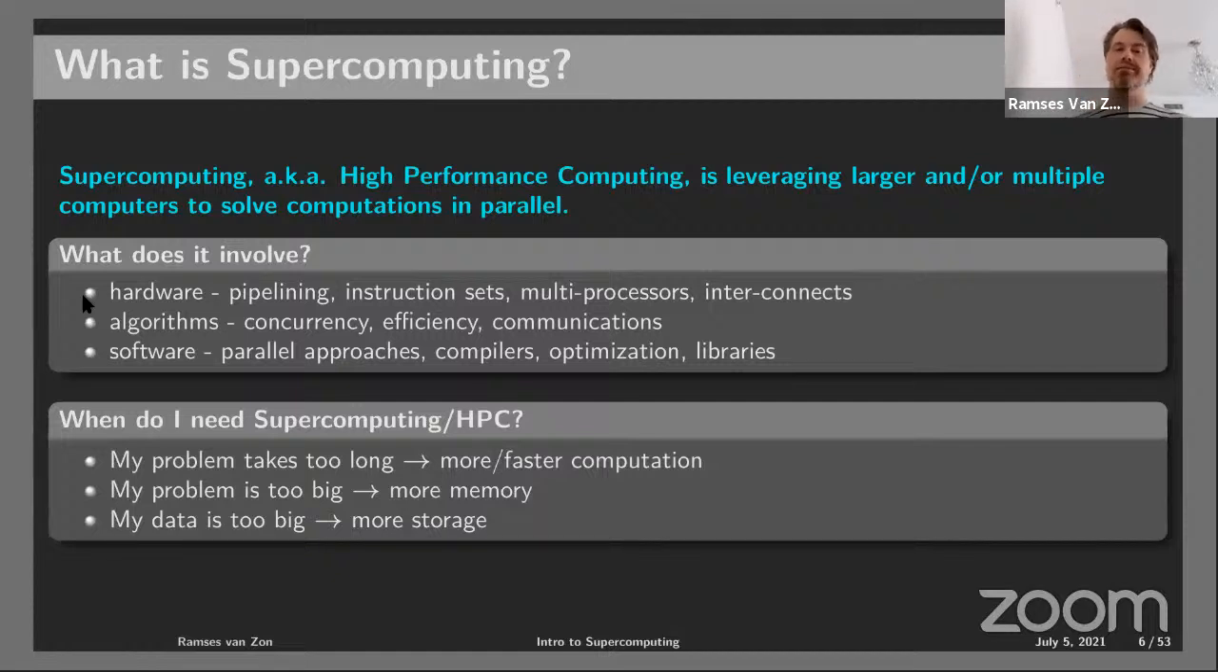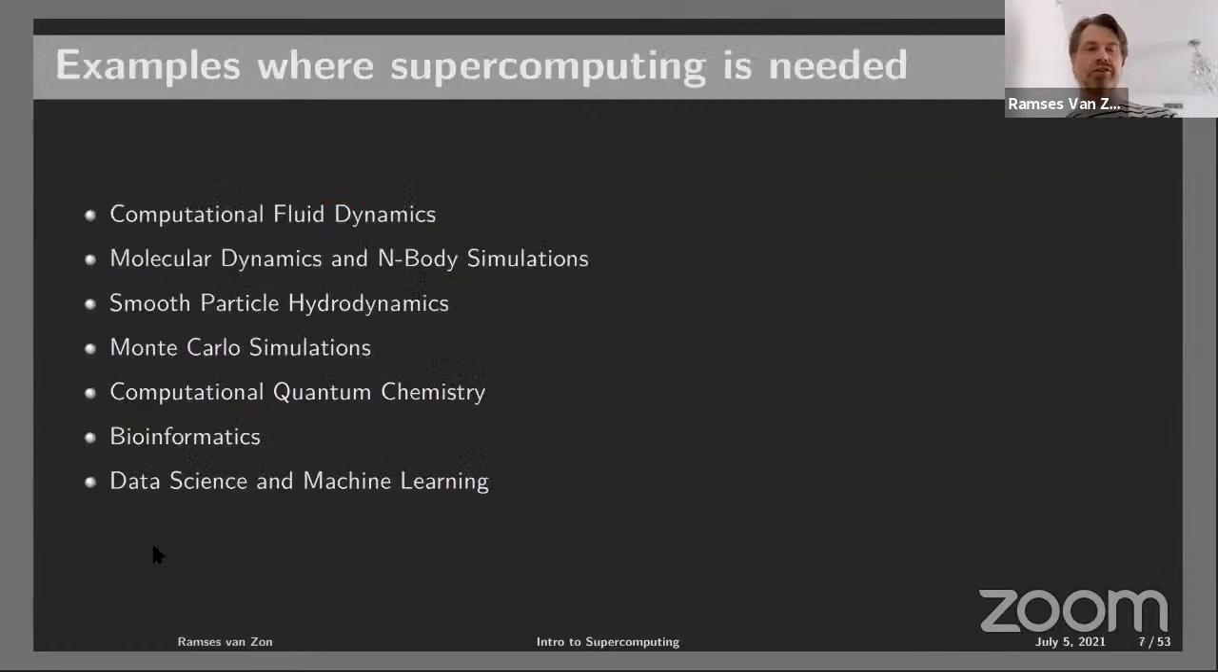It could also be too big. Maybe you have a problem that needs a terabyte of memory, and you don't have that. That could be a reason to use a supercomputer. Or your data is just too big, so it doesn't fit on your hard drive. You have to store it somewhere else and also process it there. So there's too long, too big in terms of the system size, and too big in terms of the input size. Those are reasons to have to use this.